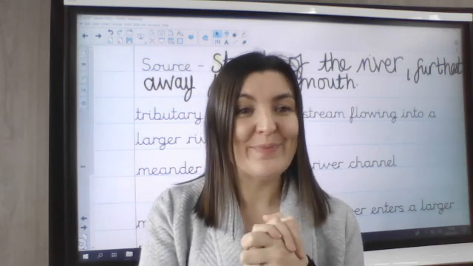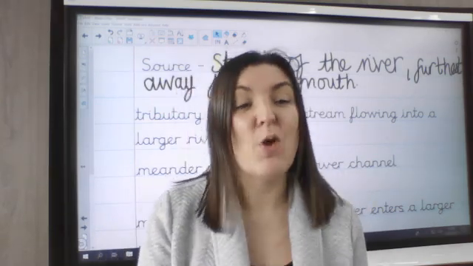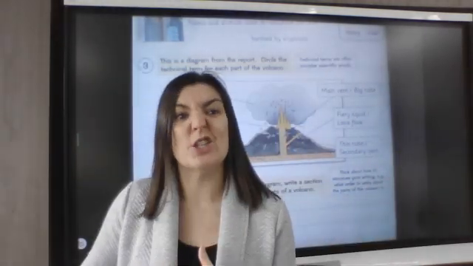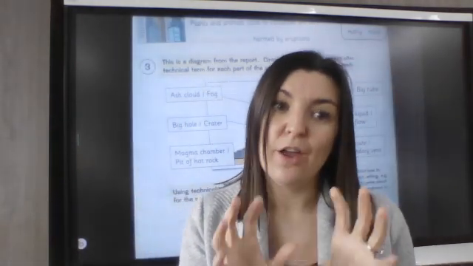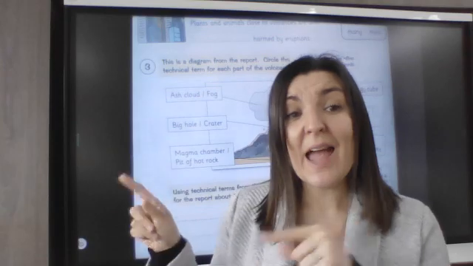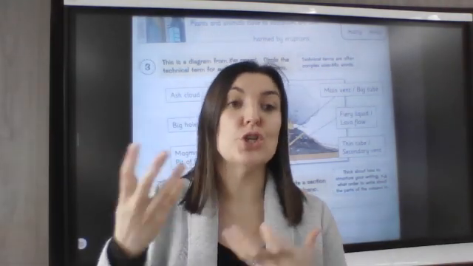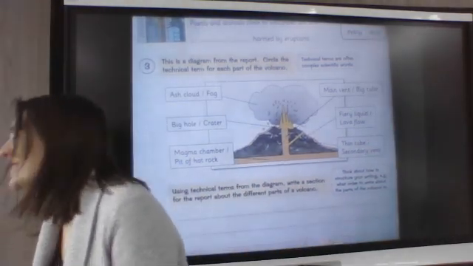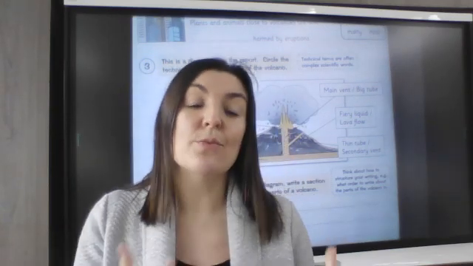Okay? Right, so you should be really clued up now on volcanoes and what each part of the volcano does, or what each technical term means. So you should have that written down in your purple book now, ready for your writing. So the next step: using the technical terms. So you've got to use the technical vocabulary to write a section of the report about the different parts of a volcano. So I'm going to show you how to do that with the river.